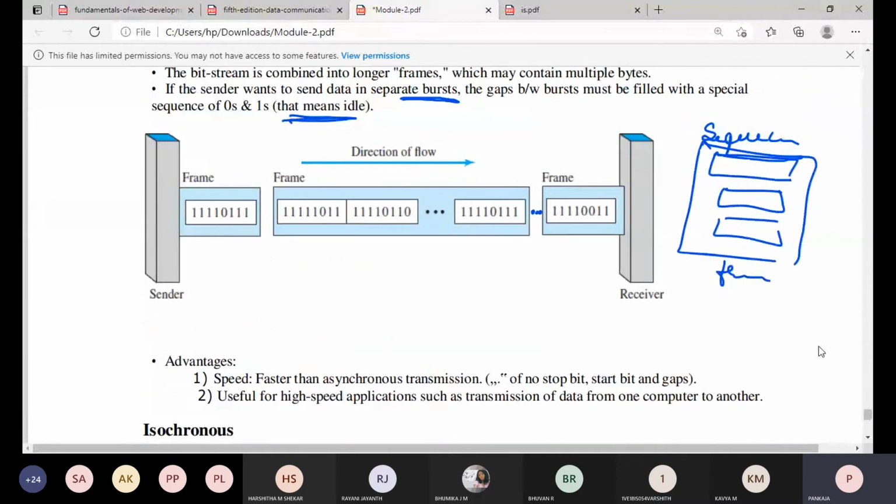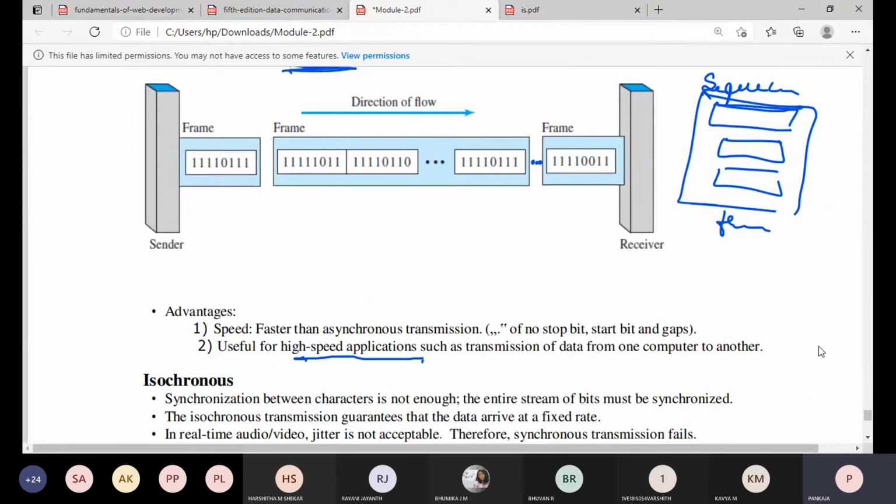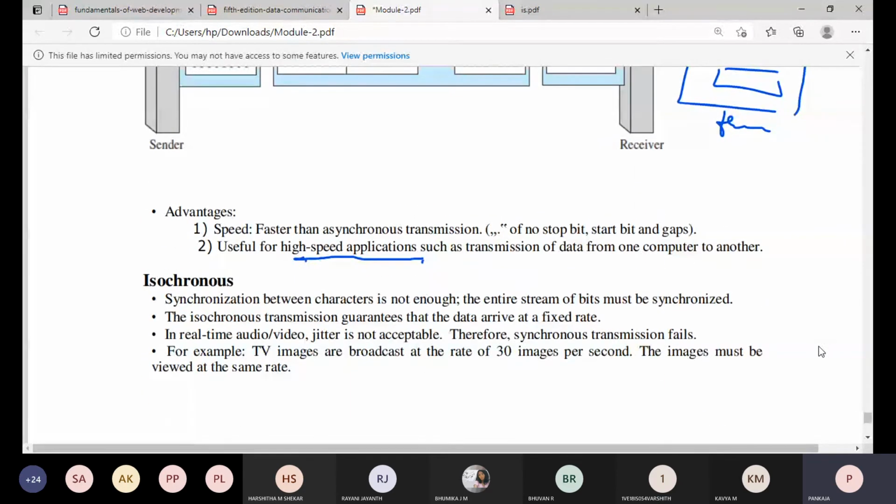Synchronous transmission is useful for high speed applications, and also when you want to send a burst of data, a large amount of data, some huge file. In such cases this synchronous transmission mode can be used. Along with synchronous and asynchronous, we have one more variation called isochronous. It is not much used.